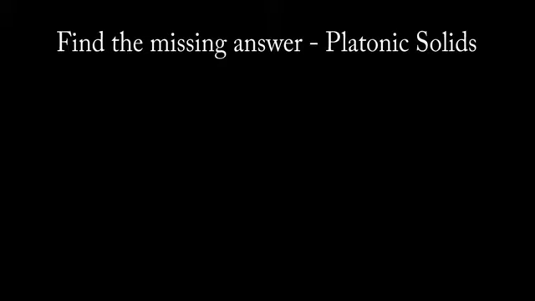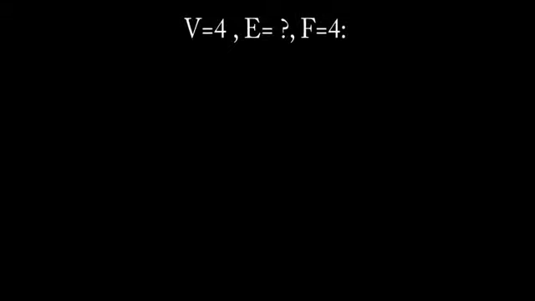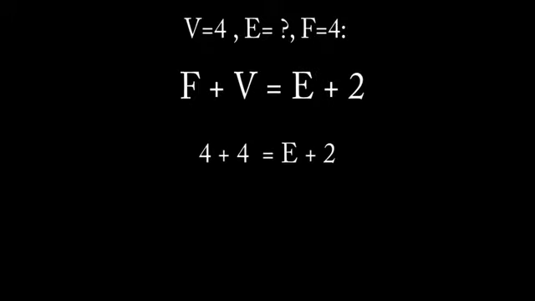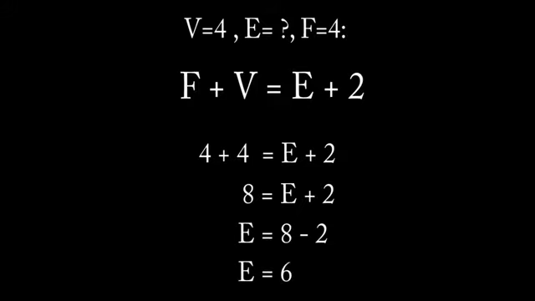Let's solve for the edges of the tetrahedron. Given, vertices is 4, faces is 4, and edges is missing. Let's substitute into the formula. 4 plus 4 equals E plus 2. 8 equals E plus 2. E equals 8 minus 2. And the answer is 6 edges of the tetrahedron.